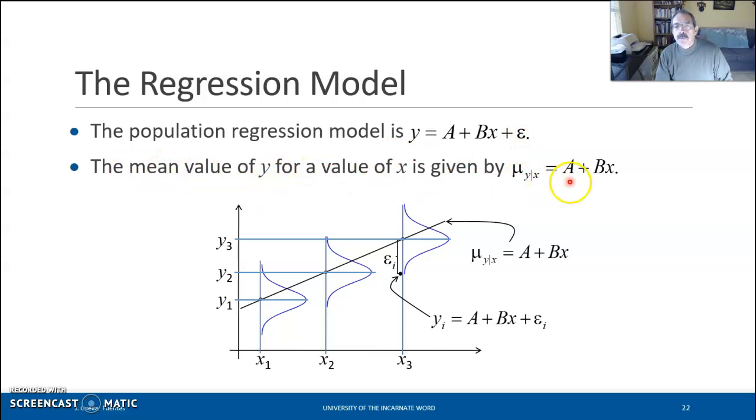Now, the mean of the y values for any given x value is given by this equation of the straight line, a plus bx. So in this graph, I'm showing you that if you wanted to predict an individual value, in addition to the two parameters, you also need to know the random error associated with that specific observation. However, if you are interested in predicting the average value of y at any given value of x, it is just a plus bx.